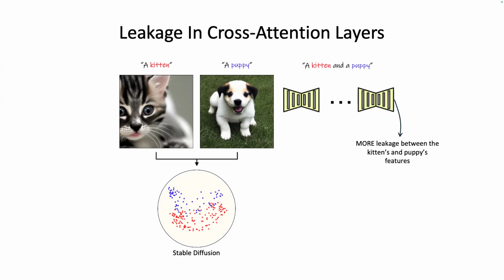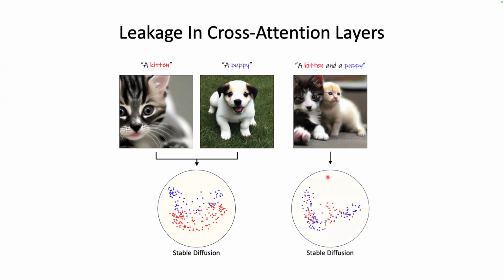So this leakage is accumulated not only across the layers of the model, but also across the different time steps. And indeed, if we do the same experiment, if we try to generate a kitten and a puppy in the same image, and we project the queries to 2 dimensions with PCA, we see that by the end of the denoising process, the queries are completely mixed since we have this leakage. You can also see that in the image, right? That we got some hybrids between a kitten and a puppy.